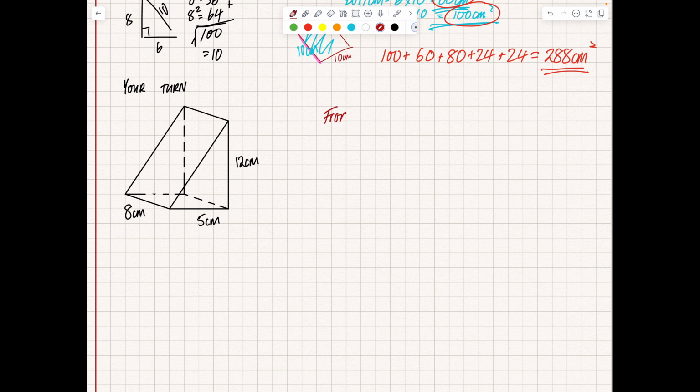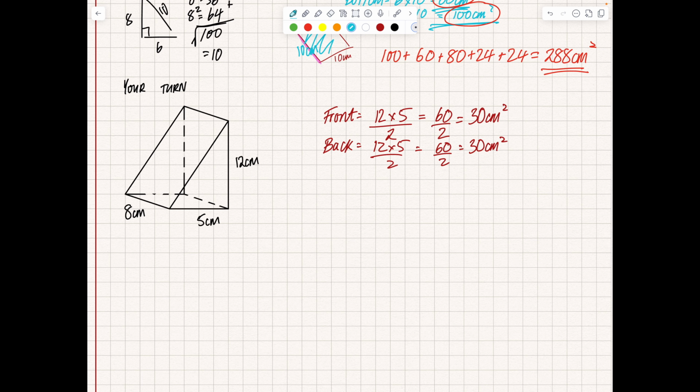So front, this time we're doing 12 times 5 divided by 2. Remember to divide by 2, so that's 60 divided by 2, so 30 centimetres squared. That's my front. The back, same thing. So that's going to be your 12 times 5 divided by 2. So 60 divided by 2, 30 centimetres squared. So I've done my front, I've done my back.